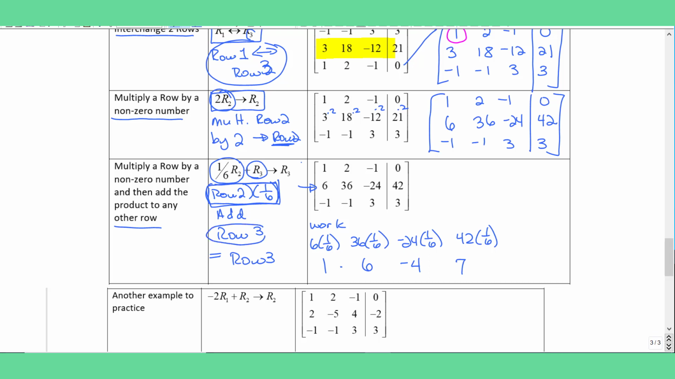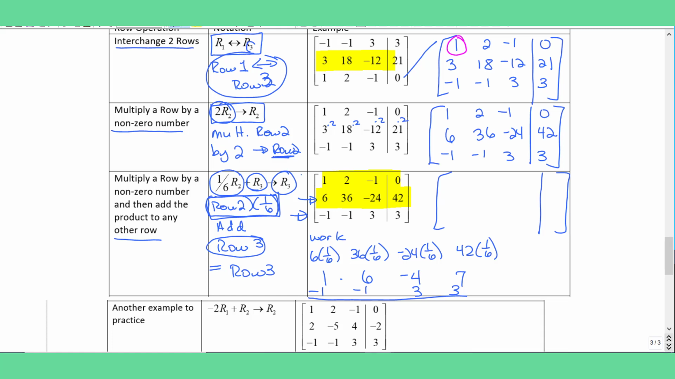Now it says I need to add it to row 3. Okay, so here's row 3: negative 1, 3, 3. And I've got to add those together. Okay, kind of running out of space, so let me come over here. Because my result is going to go in row 3, I repeat, I do not want to change row 1 and 2. So I'm going to rewrite row 1 and 2 just as they are.